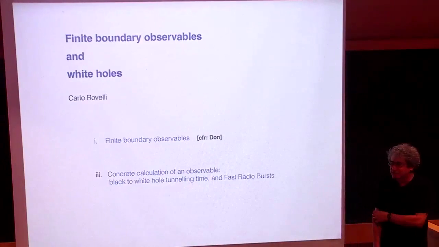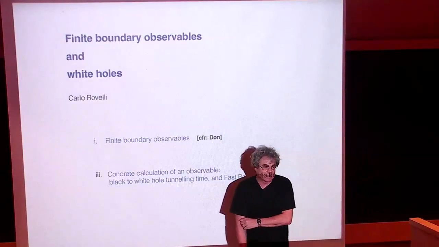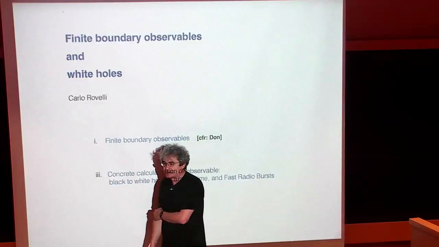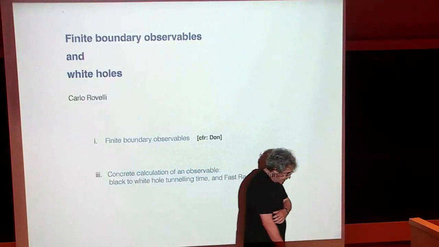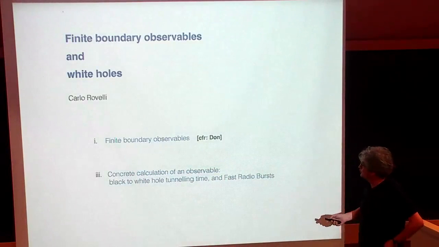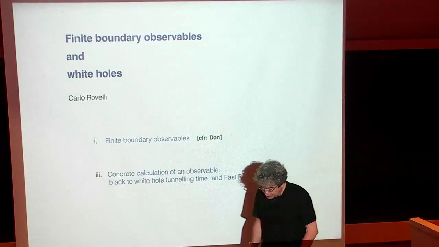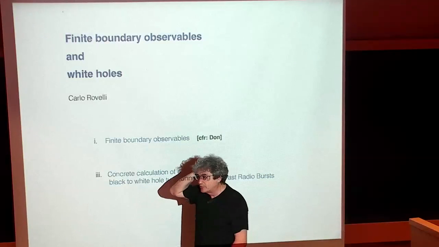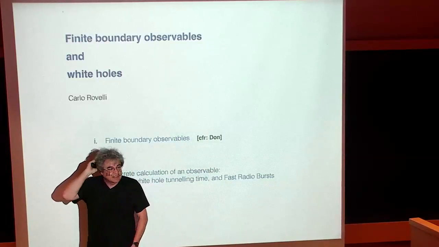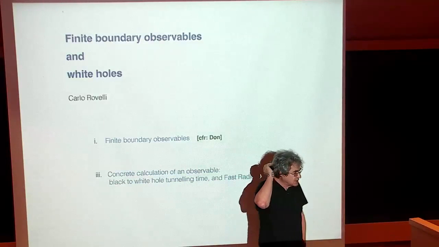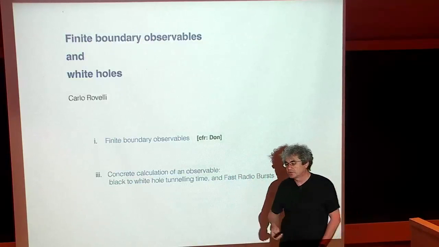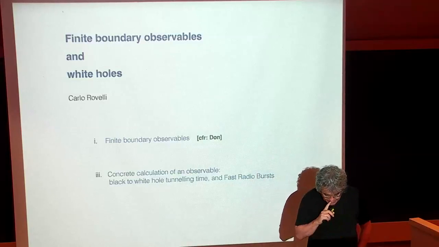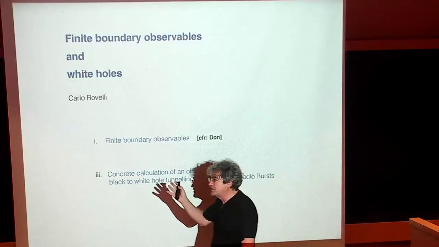I want to contribute to the discussion about observability, observables, the kind of question that Don was discussing yesterday. And I'm going to do two steps. First, I will present another set of possible observables in quantum gravity, which are in the general family that Don was talking about generically, but not any specific kind he described. The characteristic is that they have to do with infinity.